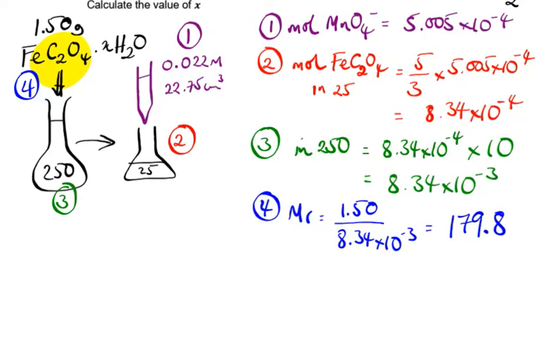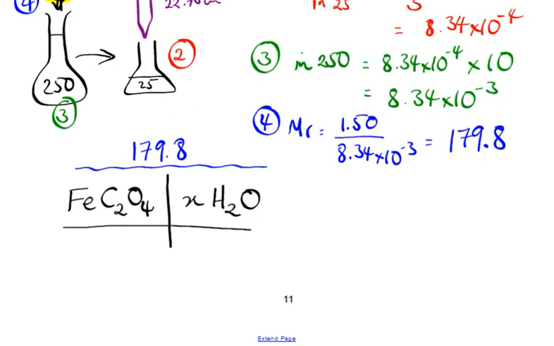So the 179.8 is for the whole of the MR. If we subtract the iron, 2 carbons and 4 oxygens, which is 143.8, that means that our waters are contributing 36 to the MR, which should be fairly reassuring. And if we divide that by 18, which is the MR of one of the waters, then we can see that X is 2.